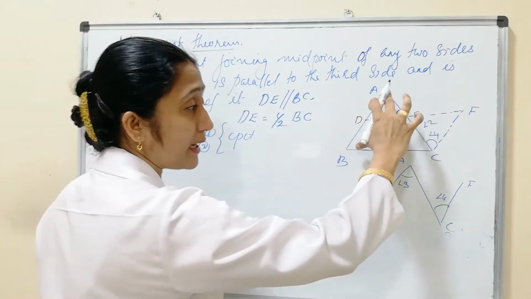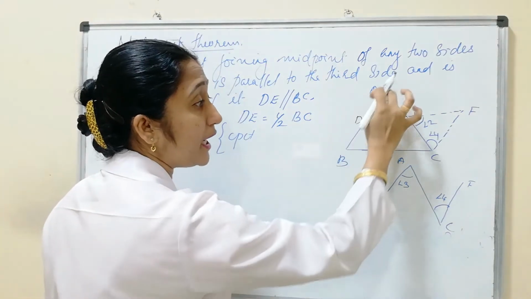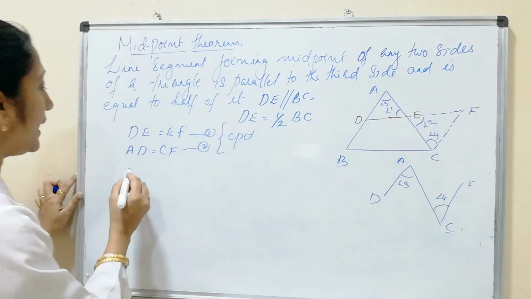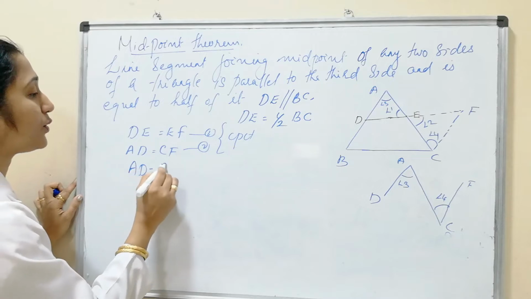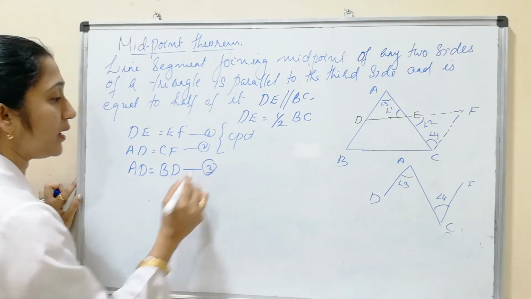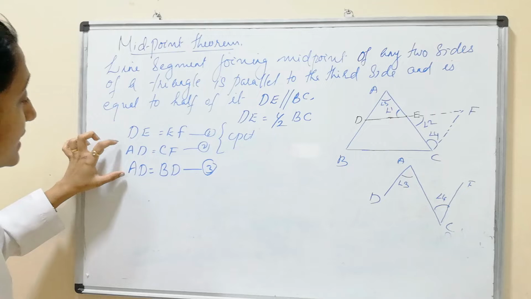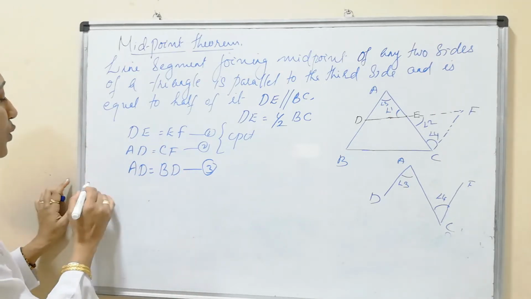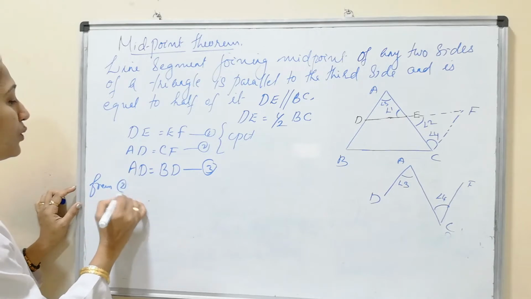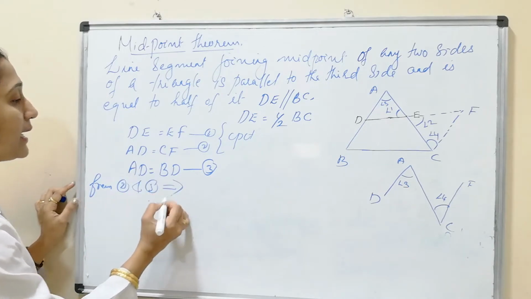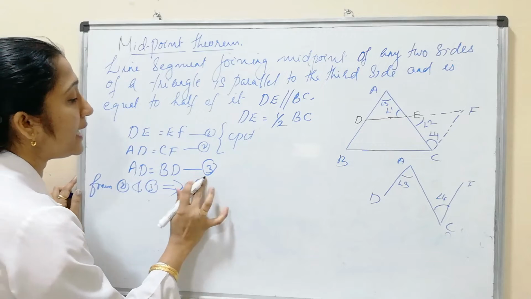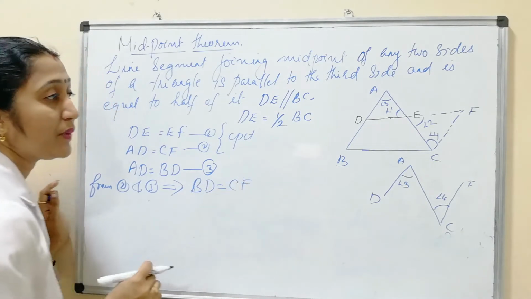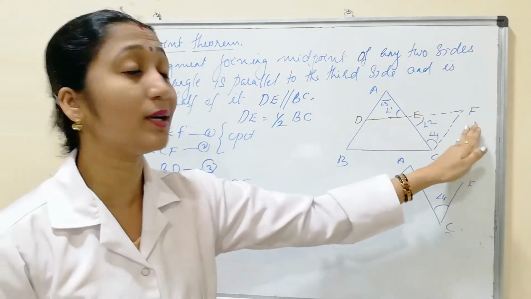Now we can write from the figure, D is the midpoint of AB. So we can write AD equal to BD as equation number 3. So see here, on the left side are AD and on the right side CF and BD. So from 2 and 3, we can write BD is equal to CF.